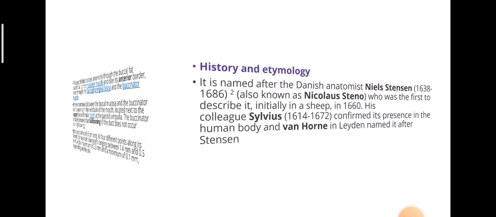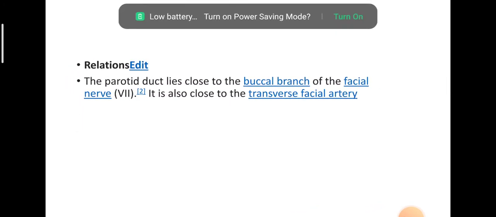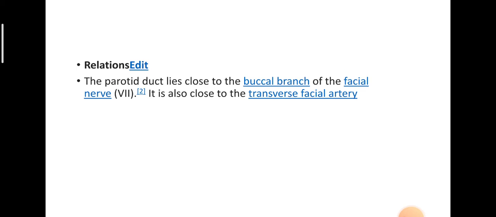It is named after the Danish anatomist Niels Stensen, 1638 to 1686, also known as Nicholas Steno, and therefore called Stensen's duct. He was the first to describe it, initially in a sheep in 1660. His colleague Sylvius confirmed its presence in the human body, and Van Horne in Leyden named it after Stensen. It lies close to the buccal branch of the facial nerve, also close to the transverse facial artery.